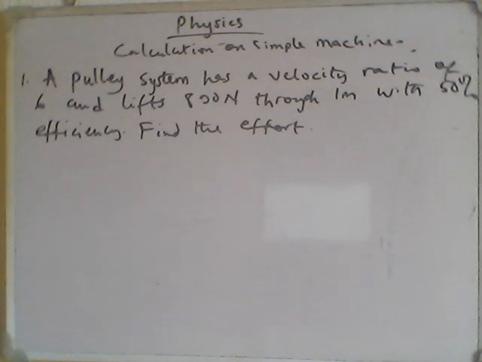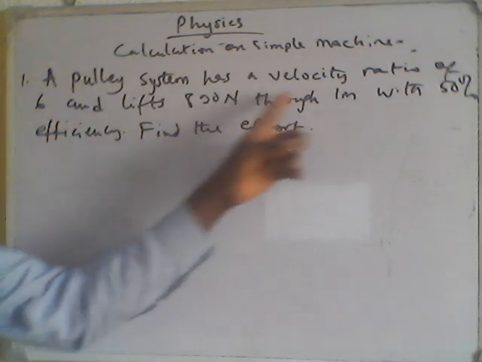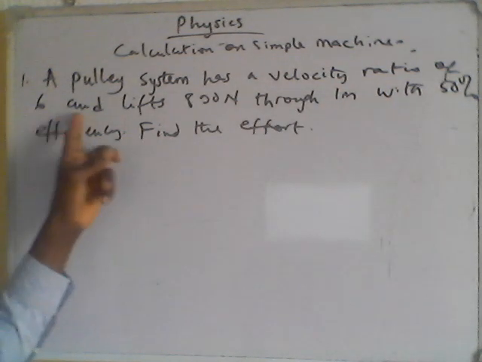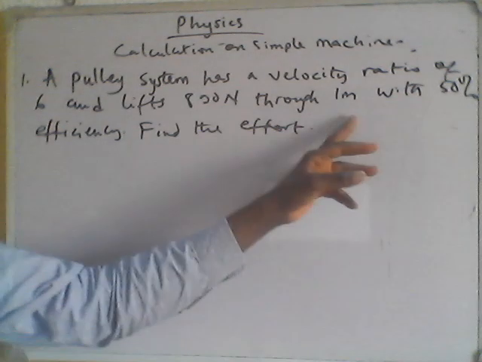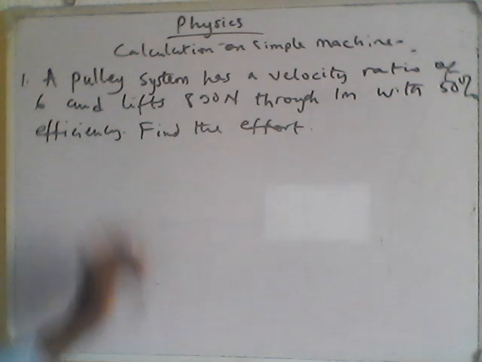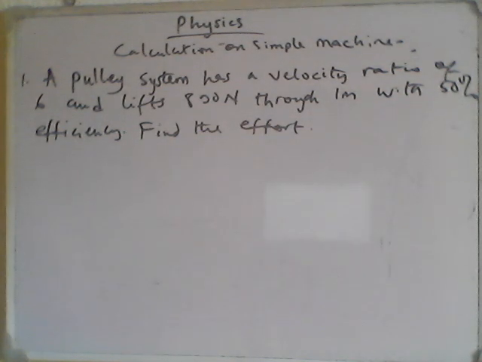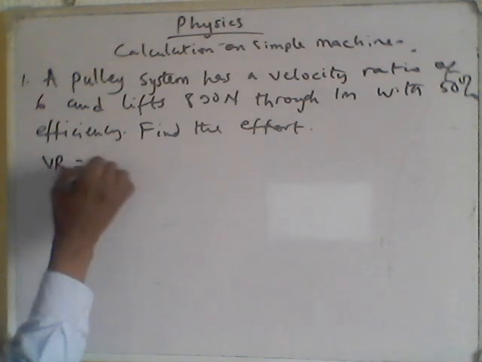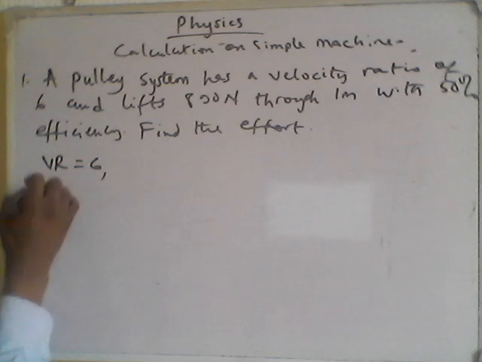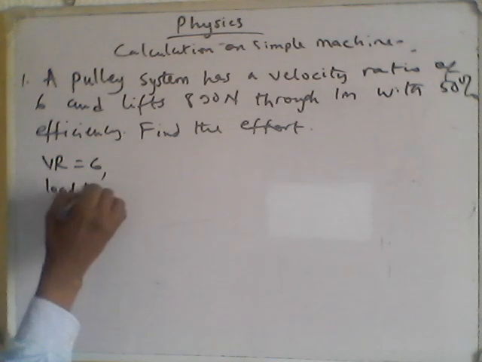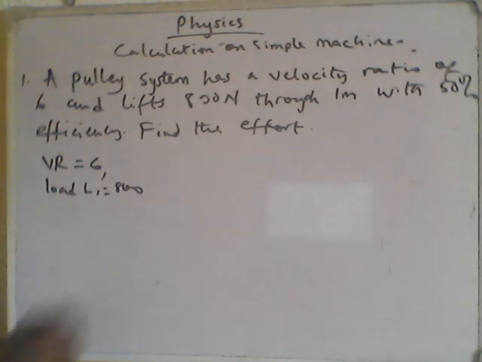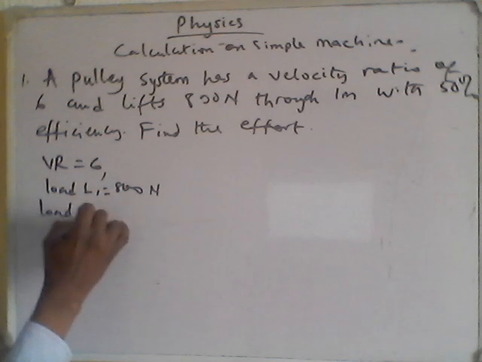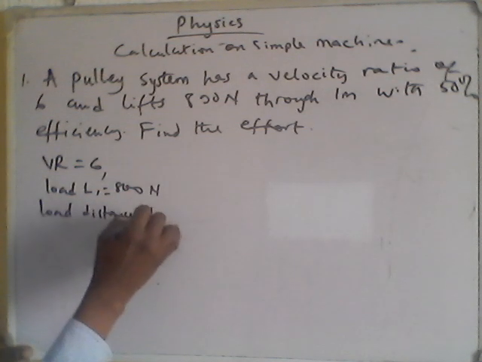Straight up, the first question on the board is saying a pulley system has a velocity ratio of 6 and lifts 800 Newton through 1 meter with 50% efficiency. Find the effort. So we are given that velocity ratio is 6. We're also given that load L is 800 Newton. We're also given that load distance is 1 meter.